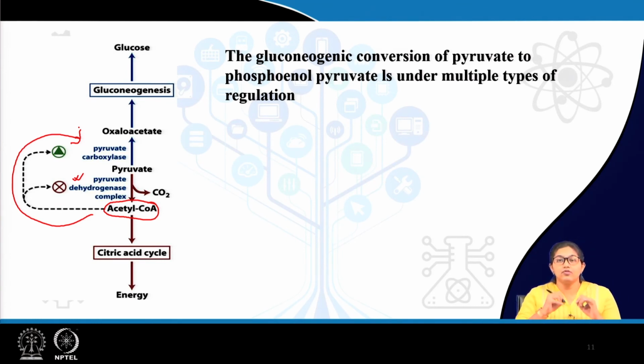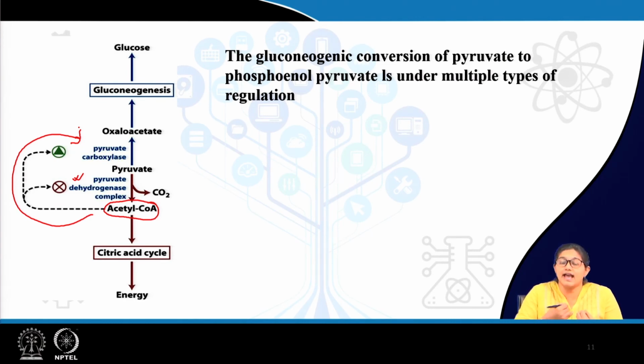Now, if you remember, pyruvate, after it enters the mitochondria, is converted to oxaloacetate, and also in the mitochondria only this pyruvate is converted to acetyl coenzyme A. So, basically it is the metabolic status of the cell which decides the fate of pyruvate, whether it will go towards gluconeogenesis or towards glycolysis. After entering the mitochondria, there are certain signals which decide the fate of pyruvate.